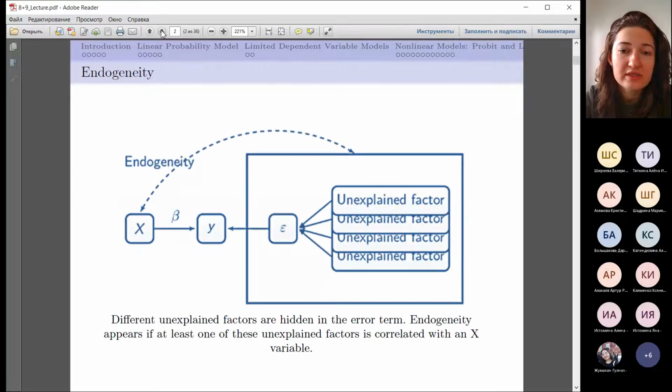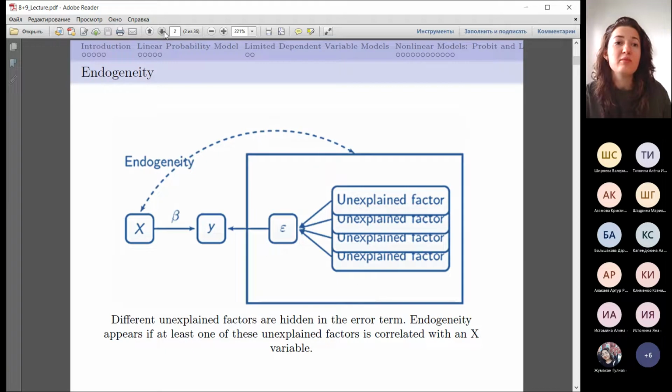First of all, let's try to visualize what is endogeneity. So here you can see the dependent variable, a set of independent variables, and the error term that includes all unexplained factors and maybe some mistakes in your data, measurement errors, and so on. When there exists some correlation, or let's say relationship, between the independent variable or independent variables and the error term, in this case, endogeneity appears.